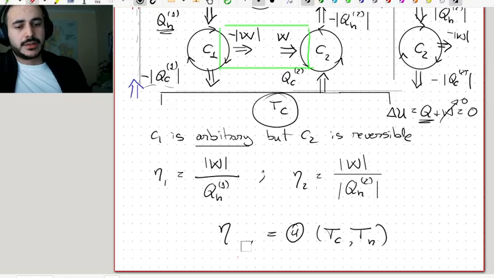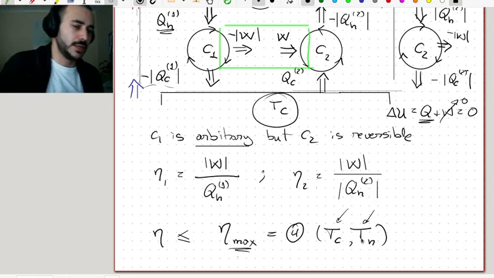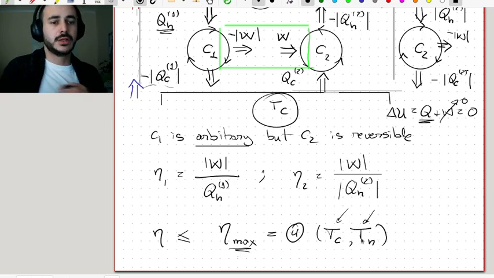And this efficiency of a reversible cycle, remember, it's the maximum efficiency that anything can have. Any efficiency is smaller or equal than this maximum. That depends universally only on the cold and hot bath temperature and not on any details of the system.